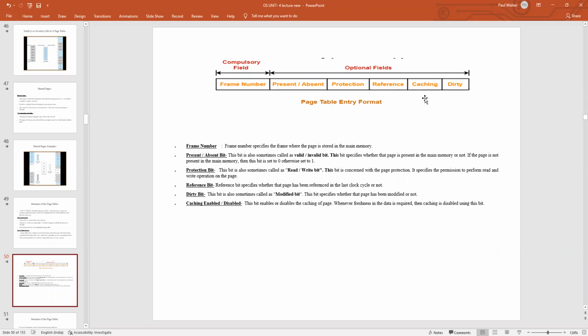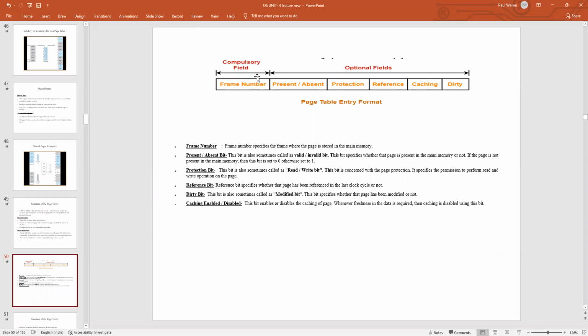After that, caching. Caching is nothing but whether the particular bit that takes part in the paging has been disabled or enabled for the particular user, like that. Caching is performed here. Dirty is sometimes called a modified bit. The bit specifies whether the page can be modified or not. So these are all the page table entry format.